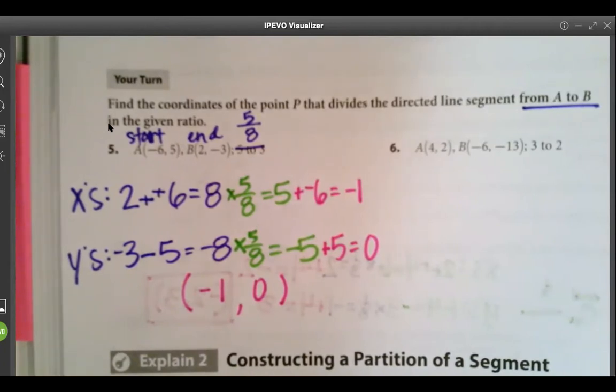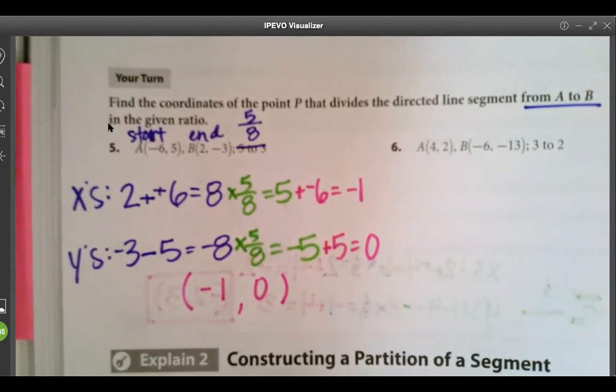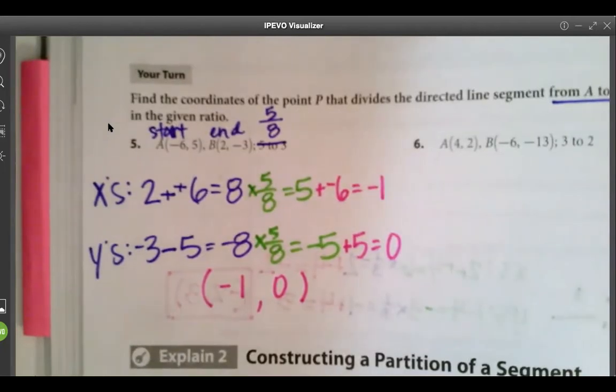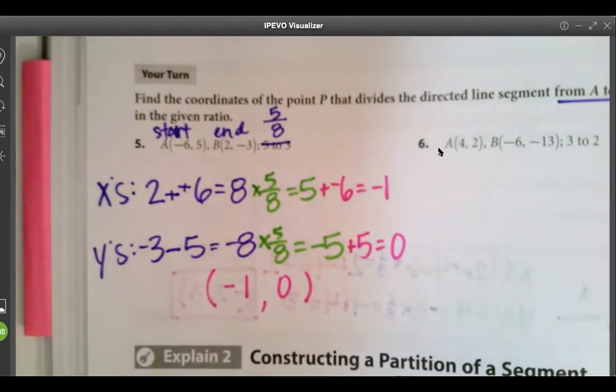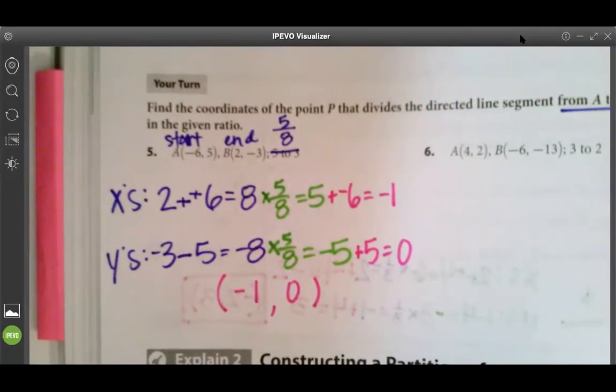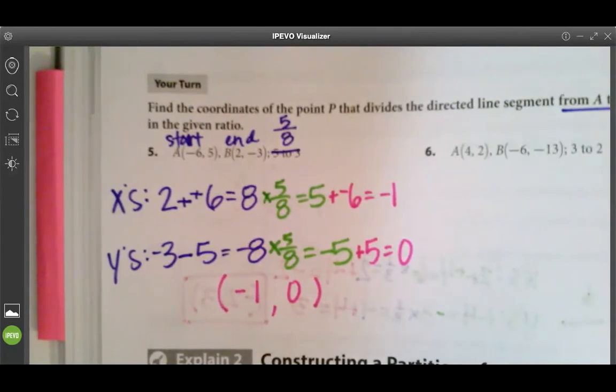You got questions? Okay. Well, I'll tell you what, let's go ahead and look at your IXL for a second. I need to do a new screen share.